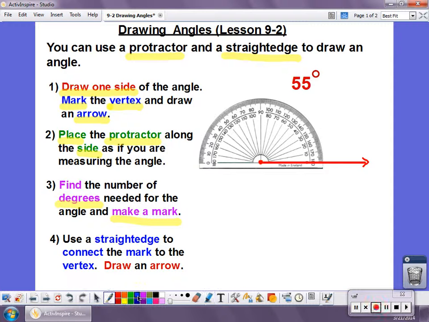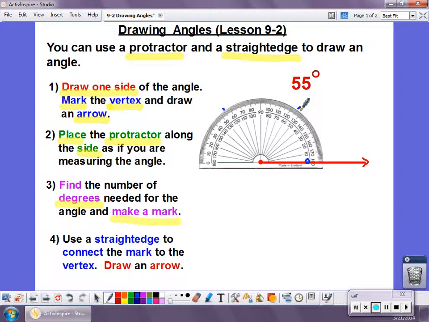So if I start here, reading this protractor, this is where my 0 is, so I'm going to use my inside scale. I want to come all the way up to 55. Well, this is 50, this is 60. I know 55 is going to be right in the middle here, so I'm going to put a little mark. Now if you look carefully, there's another 50 and 60 over here. And if I put a mark here, you might be wondering, which of these 55s is the right 55 to use?